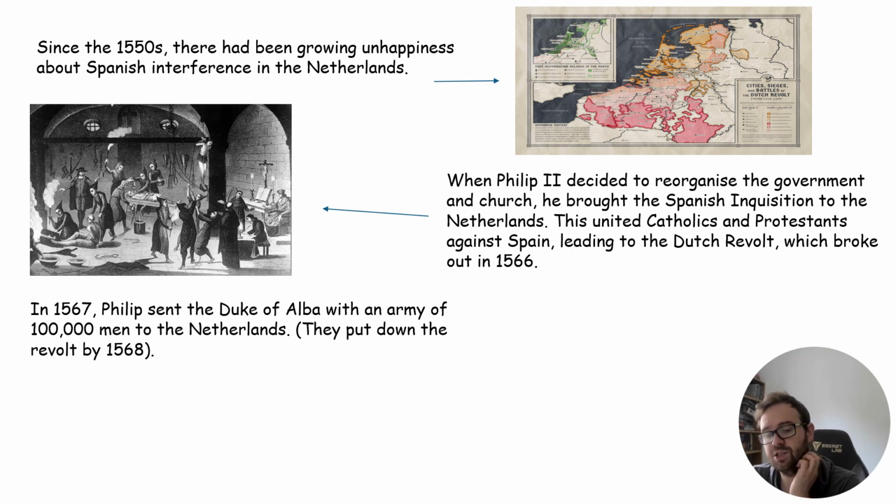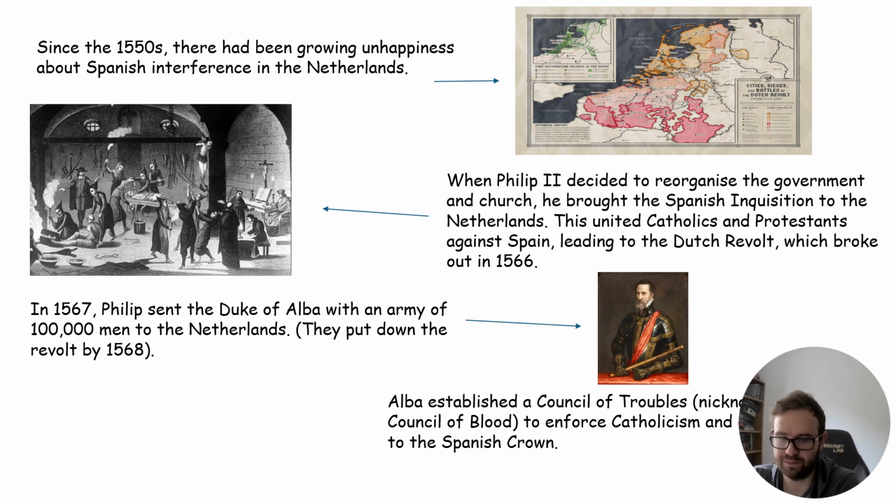Now, Philip sends the Duke of Alba. There's three main dukes we'll look at. Four actually, it's quite a few. But this is the first one, the Duke of Alba. He lands with an army of 10,000. Sorry, I should have edited that. 10,000 men, not 100,000, so make sure you make a note of that. To the Netherlands. They put down the revolt in 1568.